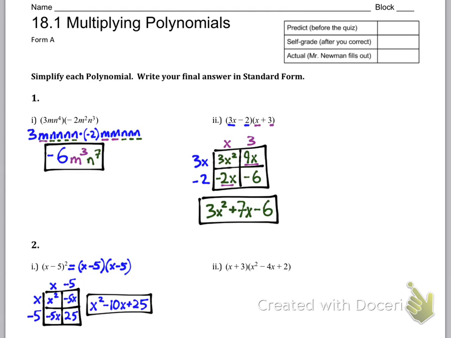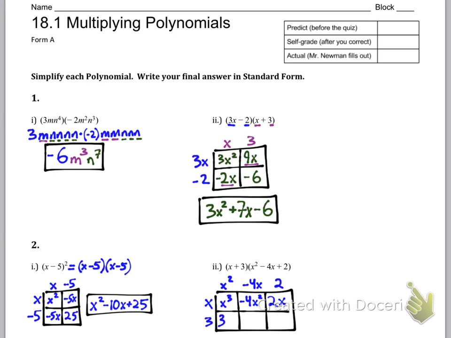All right. Here we have a binomial times a trinomial, so I'm going to make this kind of box. You could make it 2 by 3 or 3 by 2, whichever way it's turned is fine, as long as you put the x and the 3 on the 2 side, and then the other three terms, x squared, -4x, and 2 on the other side. Now we just multiply these out. So x times x squared is x cubed, -4x squared, 2x, 3x squared, -12x, and 6.